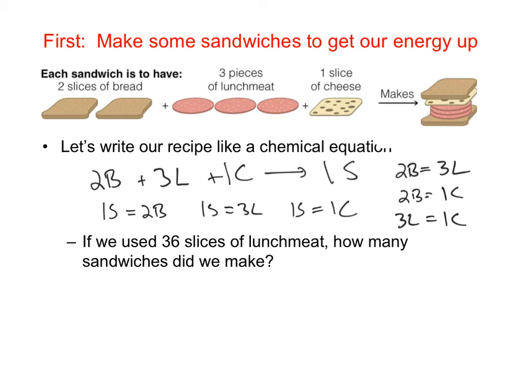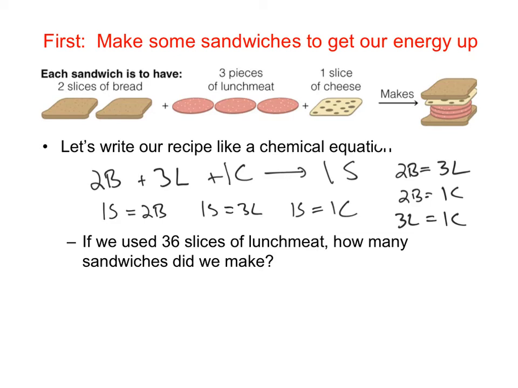And so if we used 36 slices of lunch meat and I wanted to know how many sandwiches we made, well, I could say, all right, for 1 sandwich, I need 3 pieces of lunch meat, so 36 divided by 3 is 12, and so I would have made 12 sandwiches. That's pretty easy to do when we have nice whole numbers. When we get to applying this concept to chemical reactions, our numbers aren't always going to be so neat.